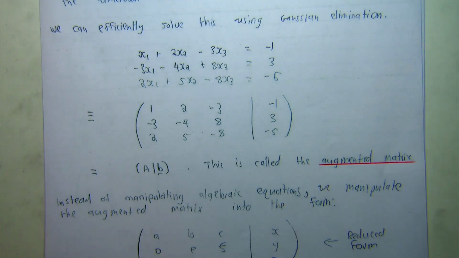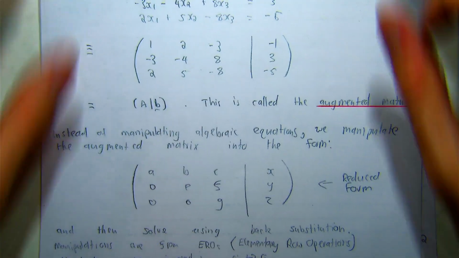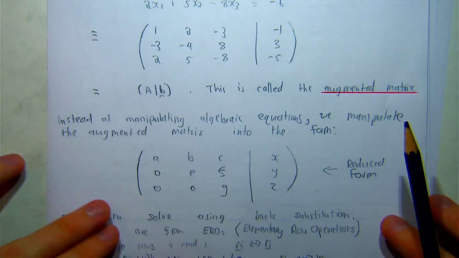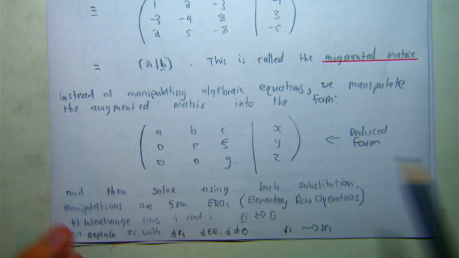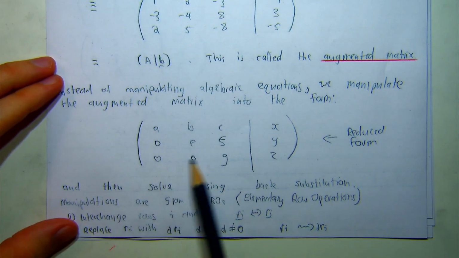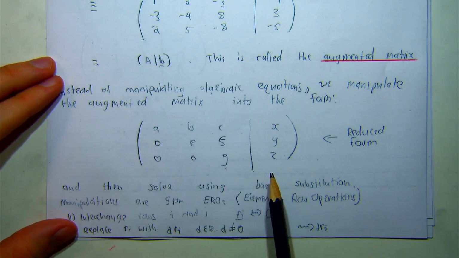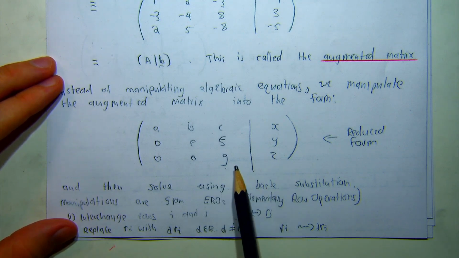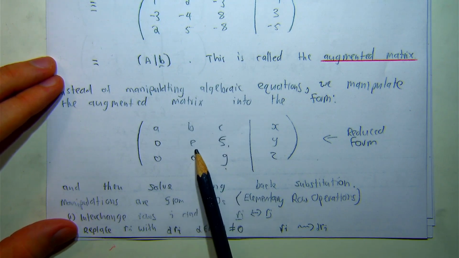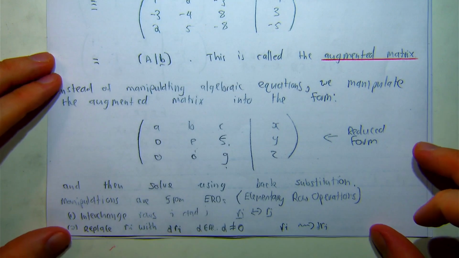So instead of manipulating the algebraic equations, we manipulate the augmented matrix into a form that looks something like this. If I just push it up here. This here is what we call the reduced form. And the idea is that if it is in this form, you now know what x3 is. So you can plug that into this equation and then you can work out what x2 is. And then you can plug x2 and x3 into this equation and work out what x1 is. And working backwards here, you'll have your solutions x1, x2, x3.